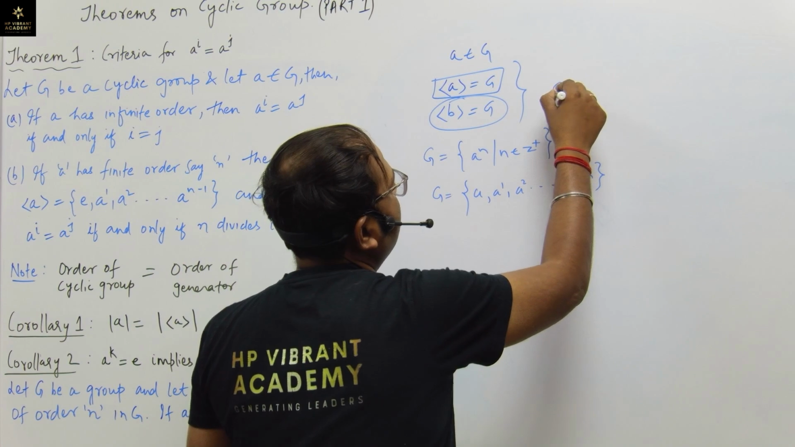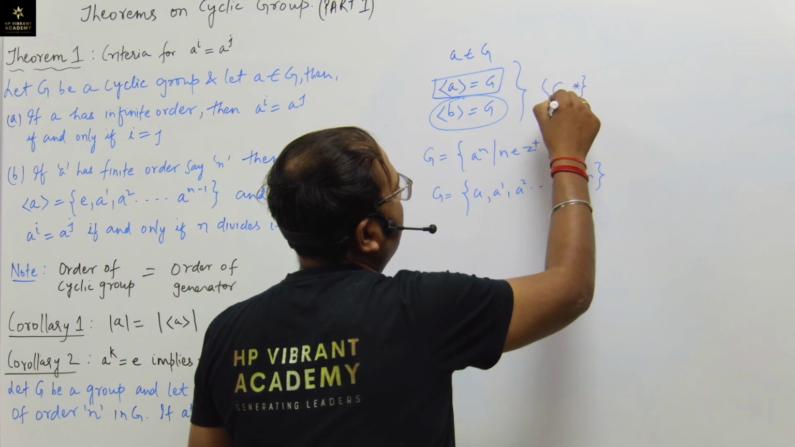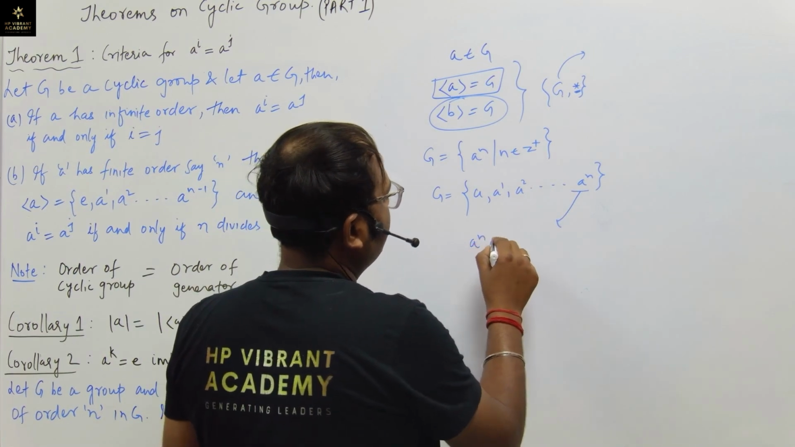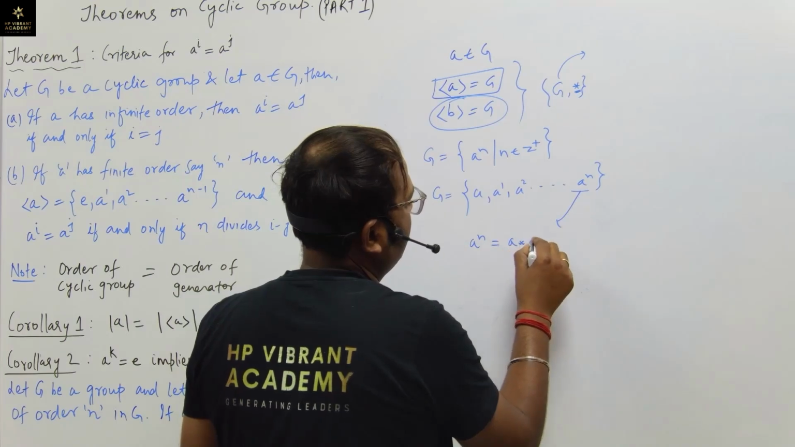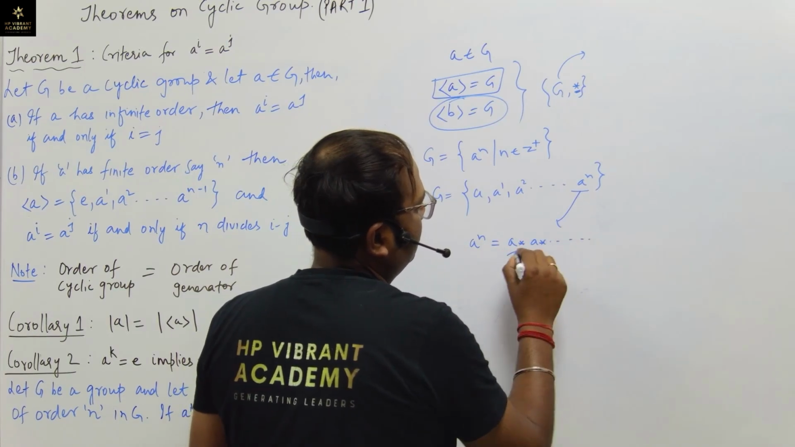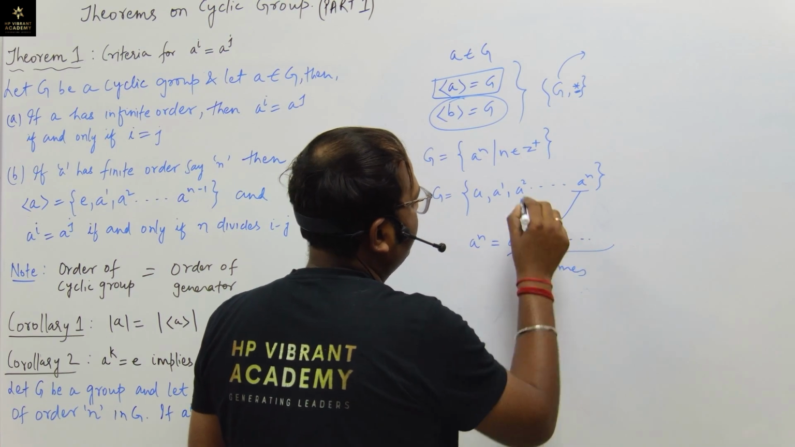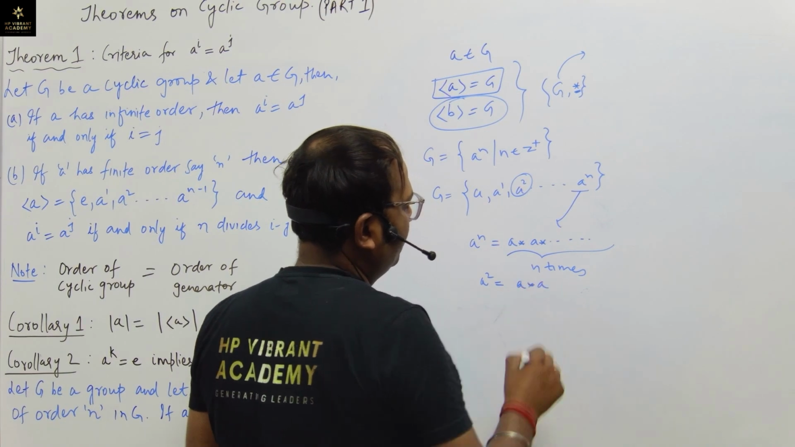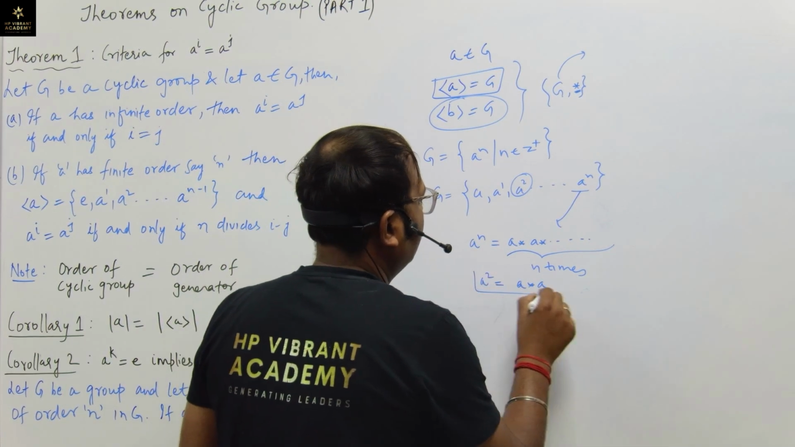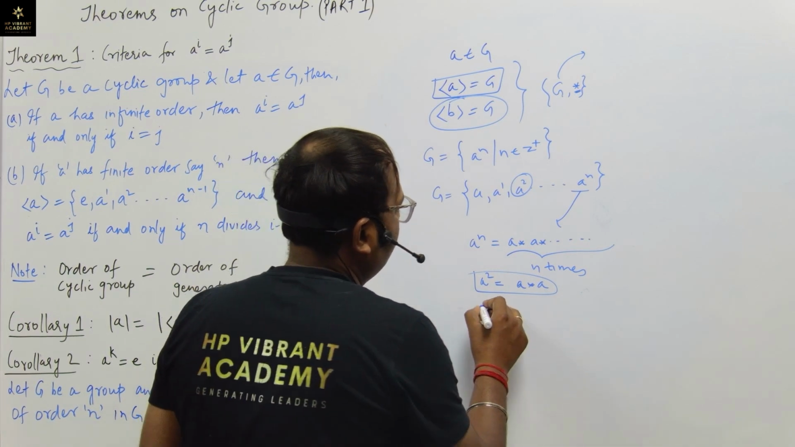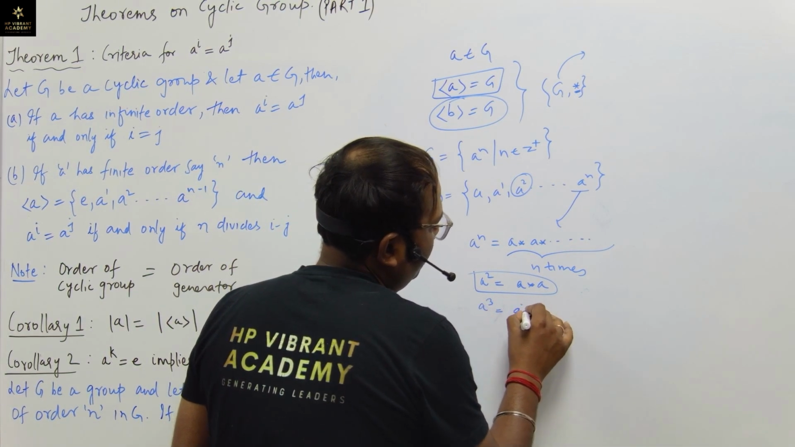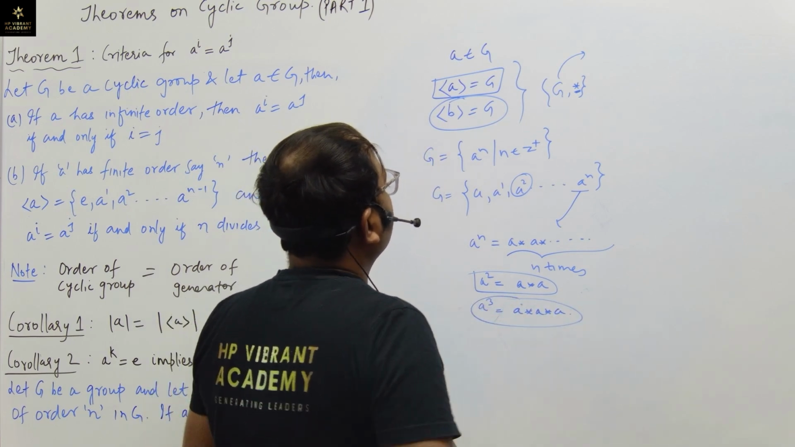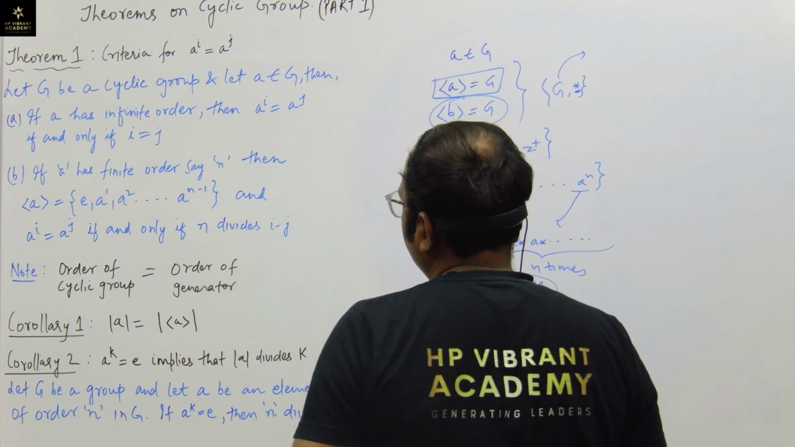So we have the algebraic structure as G star, and G is a cyclic group under operation star. So a to the power n means the operation is applied n times, a star a star, n times. Suppose this is a square, then the operation is applied 2 times. a cube means the operation is applied 3 times. So this is the basic concept of the cyclic group. Let us move further.